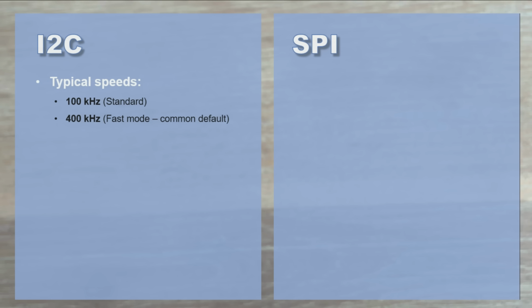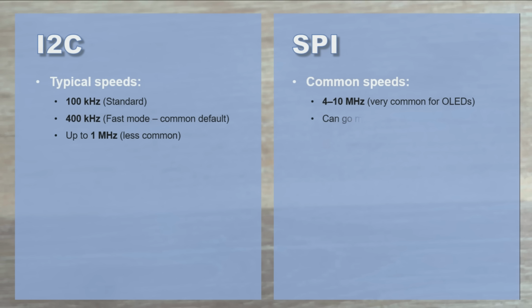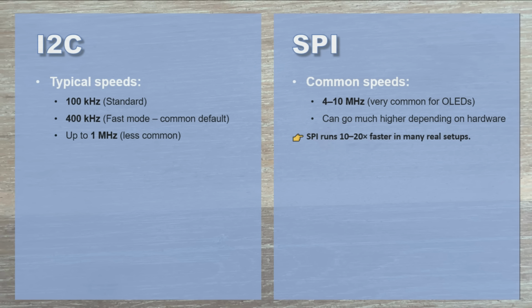Let's start with I²C. The standard speed for most of these displays is 100 kHz. In fast mode, they can run at 400 kHz. Some displays support 1 MHz, but that's less common. Now compare that to SPI. SPI displays typically run between 4 to 10 MHz. That makes them roughly 10 to 20 times faster than I²C in many real-world setups.